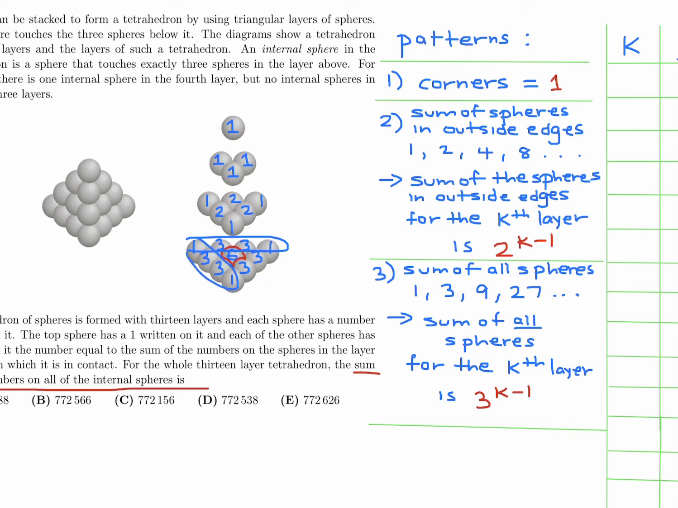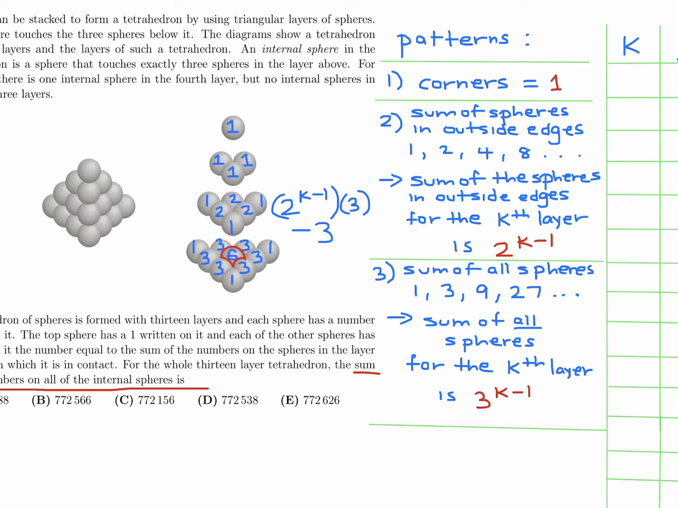I want this, this, and this. Well, I obviously can use that formula, but if I do, I have to multiply it by 3. So this 2^(k-1), obviously I have to multiply by 3 since there's 3 outside edges. But the problem with that is then I overcount the corners. The 3 corners, I count them twice. So then I have to subtract 3.